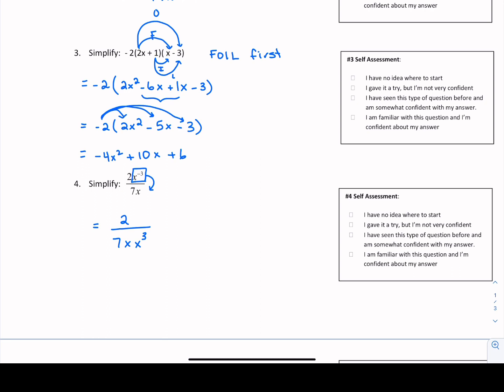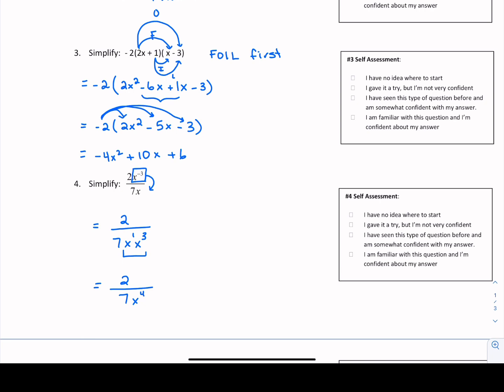We're multiplying the x and the x cubed together. When you multiply bases that are the same, you have to add the powers. Don't forget, though, that if you have just an x all by itself, it's got a sneaky power of 1 sitting there. So x times x cubed is going to be x to the power of 1 plus 3, or x to the power of 4.